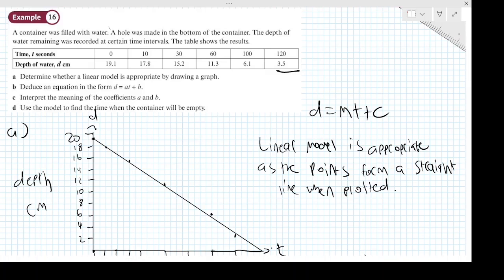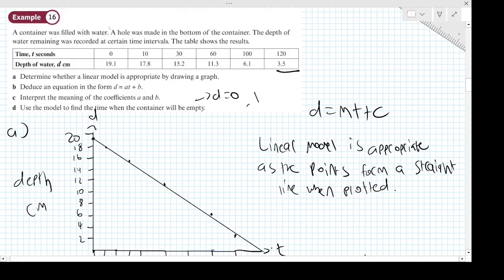Cool. And then part D says use the model to find the time when the container will be empty. So that's using our equation. This is talking about a container with water in it, with a depth of water. The level is the depth. Now, if there is no water at all, then there's no depth to the water, so it's empty. So that means when the container is empty, d, the depth, will be 0.